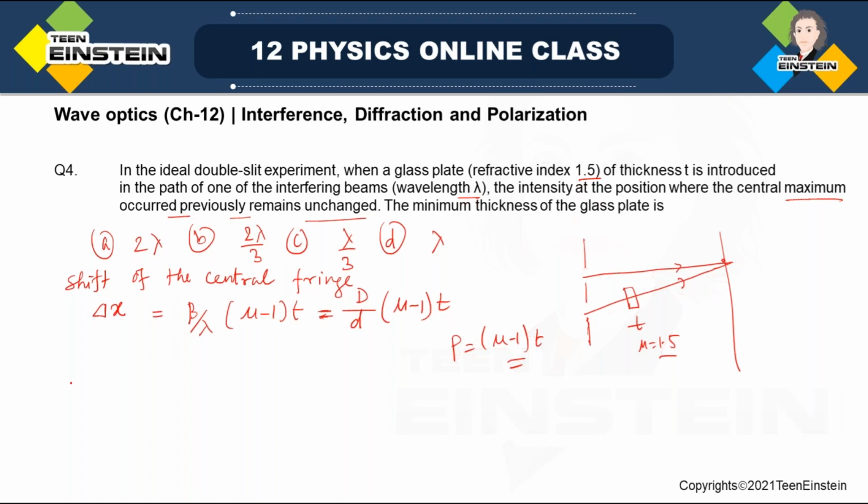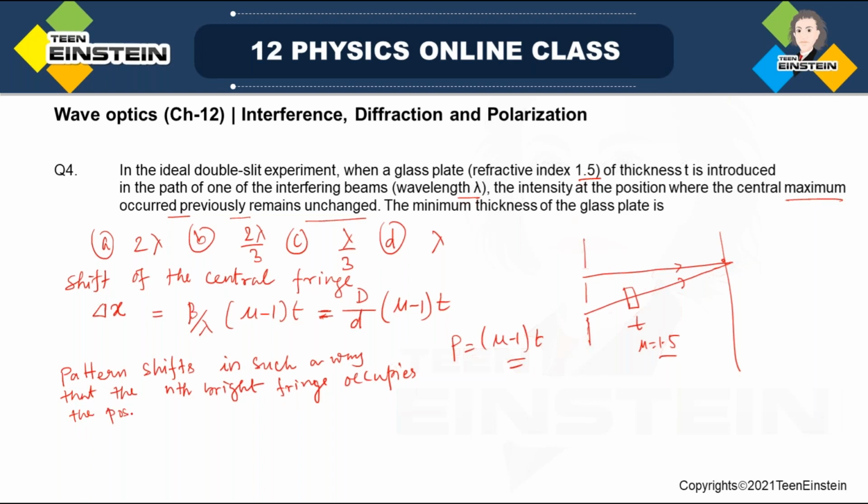So the answer to this question is that the pattern is shifting, and the pattern shifts in such a way that the nth bright fringe occupies the position of the central maxima. The intensity doesn't change.